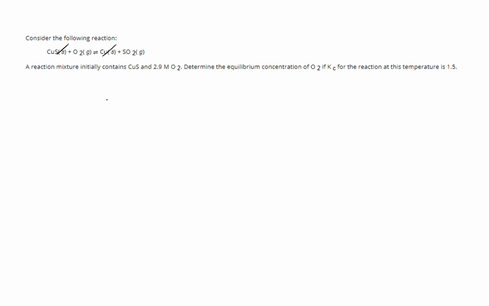Okay, so let's make a little ICE table here. I, C, E, and I like to lay it out just like we would draw our reaction across the top of the ICE table, but in this case I'm going to exclude our copper sulfide and our copper because they don't matter. So let's not confound the situation by including something we don't need to. And we'll say oxygen gas and sulfur dioxide gas. Okay, so we've got our reactant that matters and we've got our product that matters.